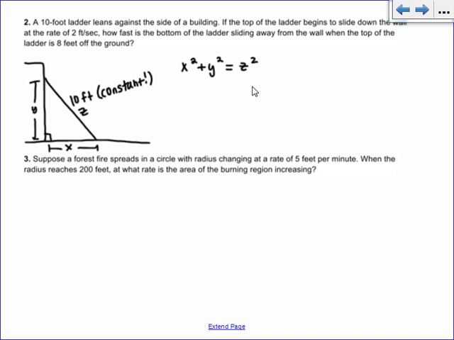Do you know how quickly y is changing? Are we gaining or losing? We're losing, and we're losing 2 feet every single second, right? So for y, I'm going to write dy over dt equals -2. I'm losing 2 feet every second. What about dx over dt? Do we know that one? No, that's what we're finding. How fast is the bottom of the ladder sliding away? What about dz over dt? Am I gaining or losing every single second? I'm not gaining or losing anything, right? That's 0. That's because it's a constant.